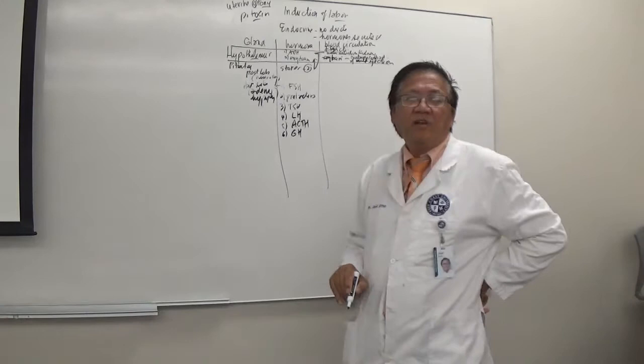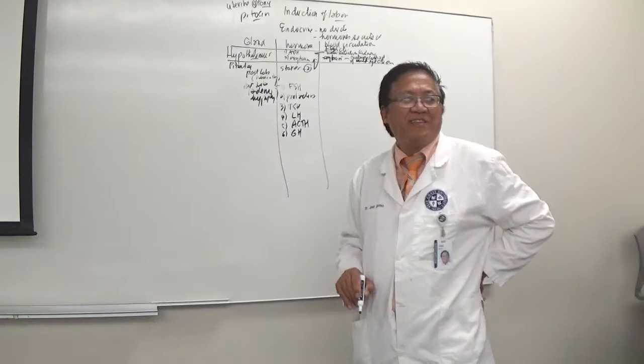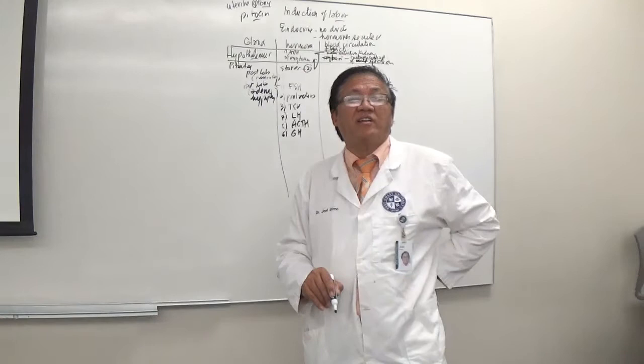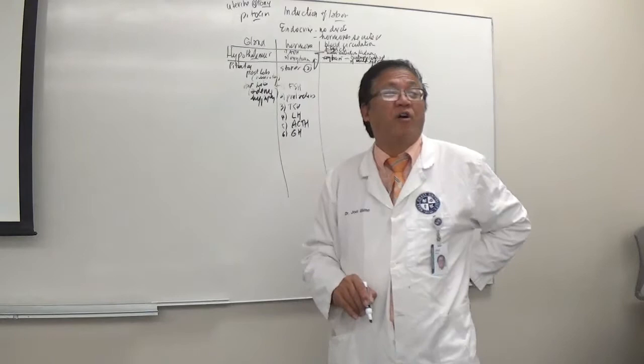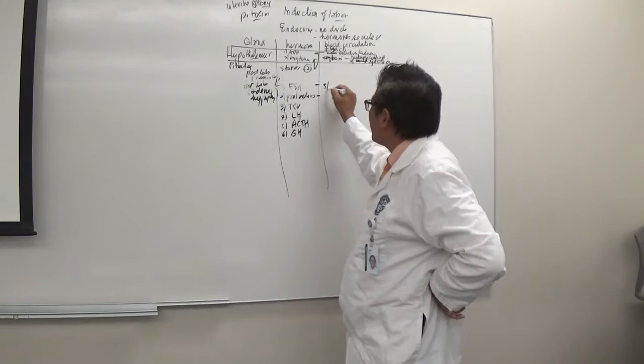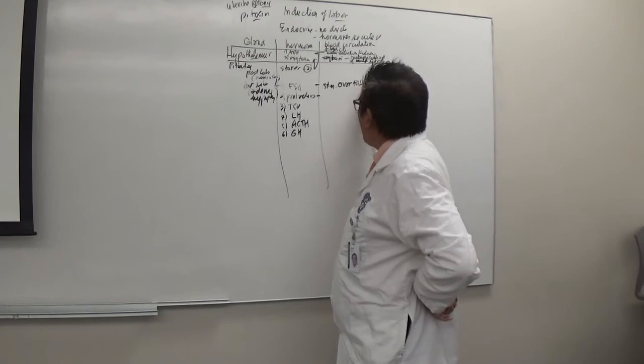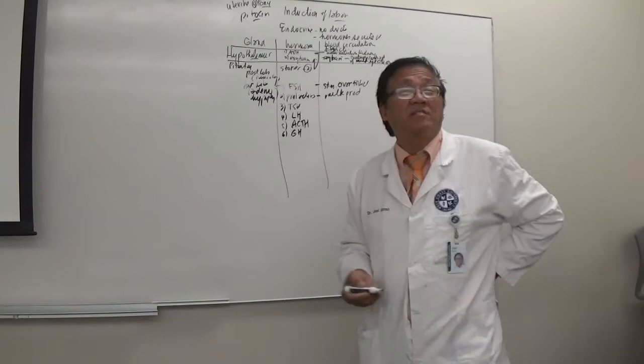What does follicle stimulating hormone do? What is the target organ for the follicle stimulating hormone? Ovaries. What do you find in the ovaries? The ovarian follicles. It stimulates the ovarian follicles. What about prolactin? Stimulates milk production. What's the key word there? Milk production. So it's not the same as ejection. Prolactin is milk production.